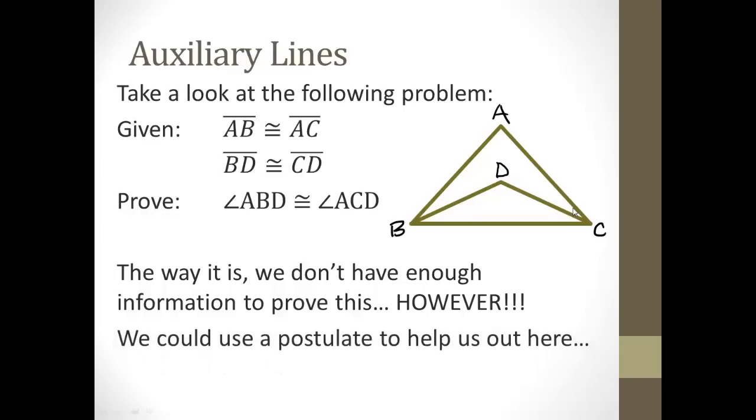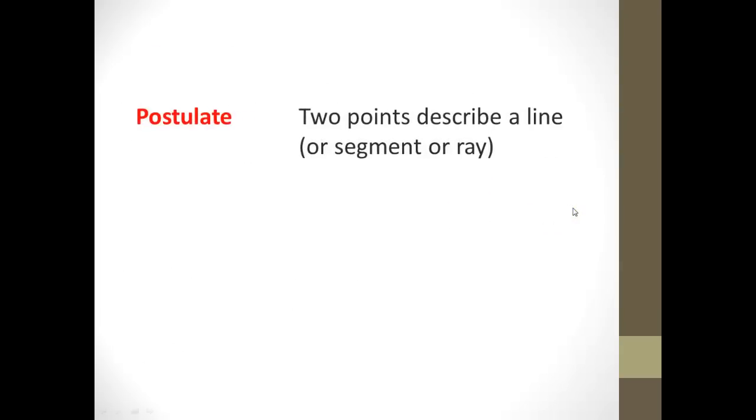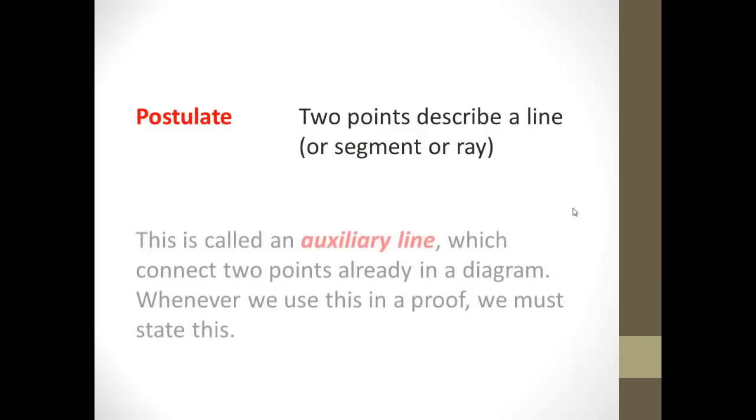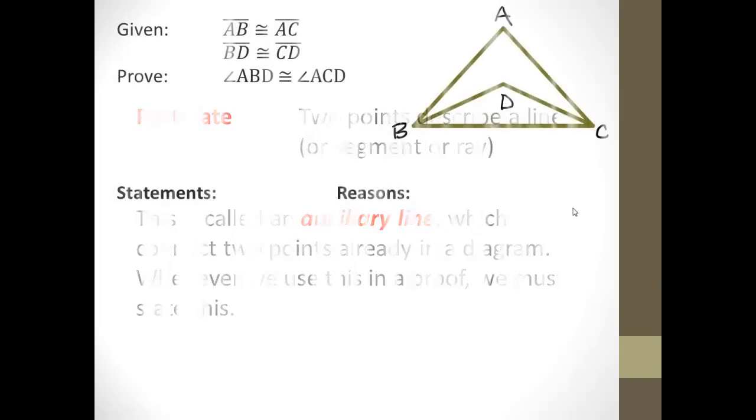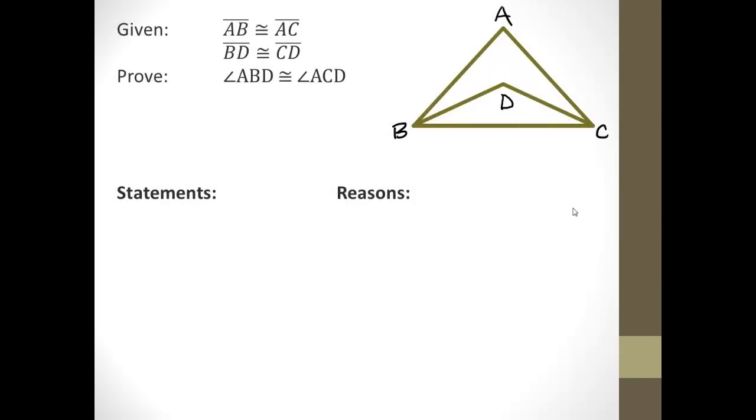However, we could use a postulate to help us out here. And that postulate is two points determine a line, or segment, or ray. So this is called an auxiliary line, which connects two points already in a diagram. So you can use this in a proof, but you actually have to state it. So go back to the proof.